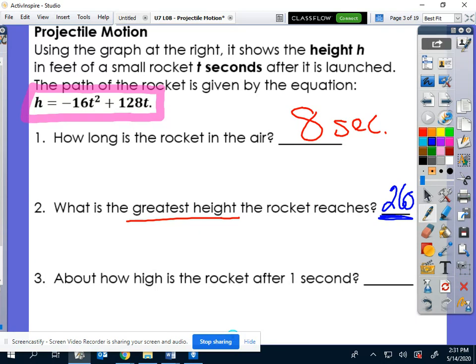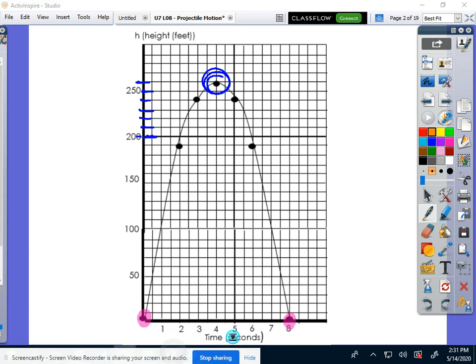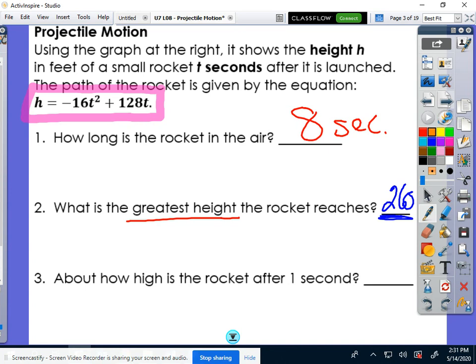Number 3 says, well, about how high is the rocket after just 1 second? So if we go back to our picture, our time is across the bottom. So 1 second is right here. What we want to do is figure out, well, where is it at about 1 second? So I'm looking maybe right about there, maybe 100 feet. That's a pretty good estimate, I'd say. So 100 feet high after 1 second.